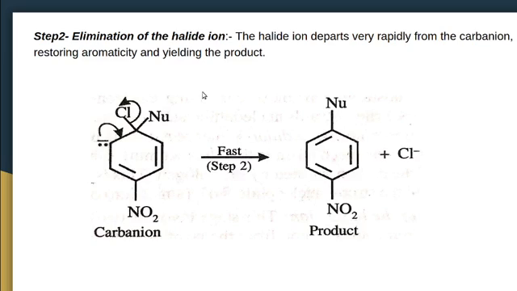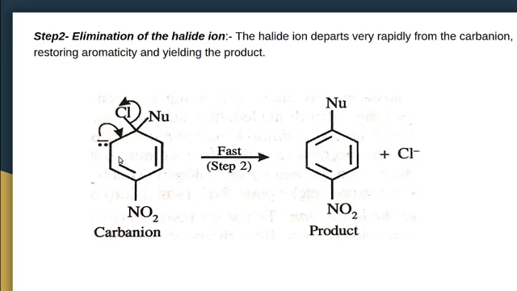Next we can see the second step. The second step involves the elimination of the halide ion. The halide ion departs very rapidly from the carbanion, restoring aromaticity and yielding the product. So in the second step, from the carbanion, the halide ion departs.